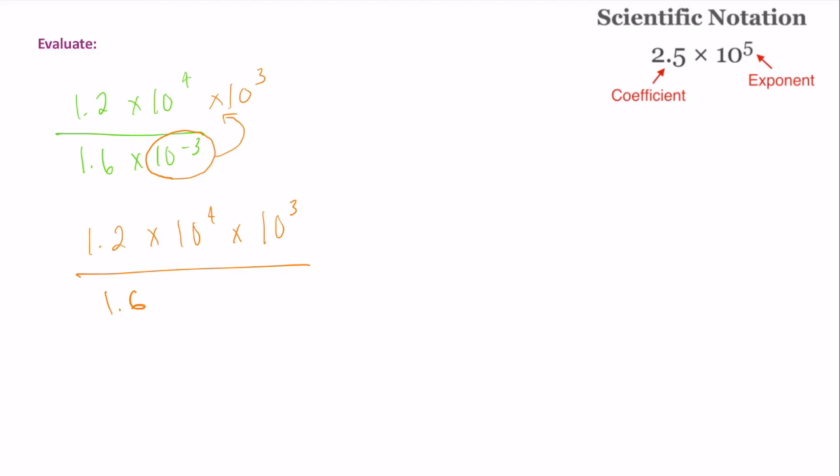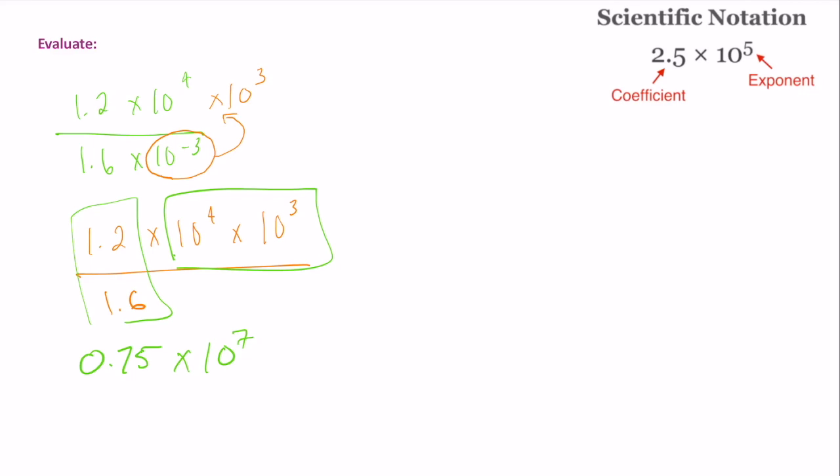And so now, just like we did in the last example, we can work with the coefficients separately. So we just have this, right? And then we can have the powers, we'll think of those together too. So 1.2 divided by 1.6 is 0.75, so we have 0.75. And then 10 to the 4th times 10 to the 3rd, so I have 4 of them, another 3, that's 7, so I have 10 to the 7th.